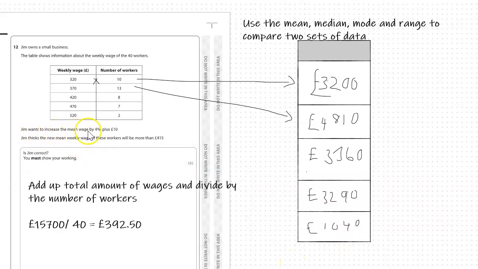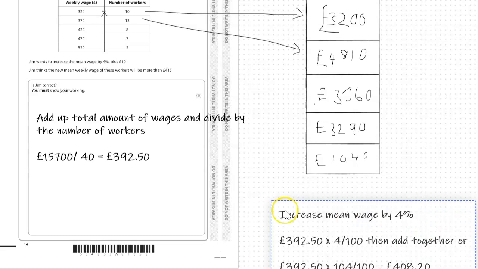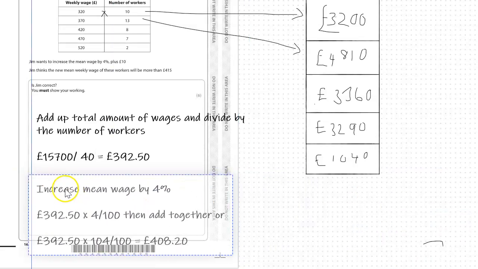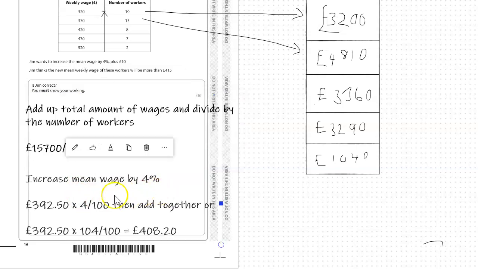Jim wants to increase the mean wage by 4% plus £10. So we need to do these workings now we've got this figure. We increase the mean wage by 4%. There are a couple of ways to do that, as there always is with percentages. We know what the wage is now and we want to increase it by 4%, so we can either find 4% and then add it on, or find 104%, which is the second method. If we do 104%, it goes straight to the figure.